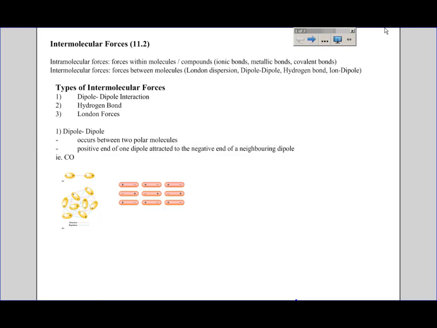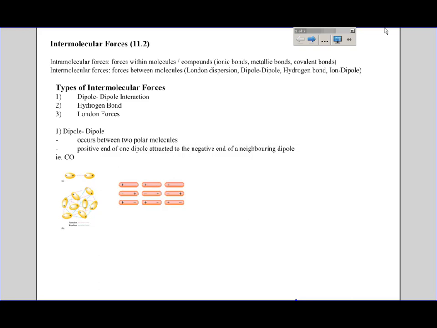Now, the order listed above, London dispersion, dipole-dipole, and hydrogen bonds, is the order of increasing intermolecular forces. So London forces are the weakest, and hydrogen bonds are the strongest of these three types of forces. Now, how we'll present them to you in the notes is from the easiest to identify to a little bit more difficult to identify. And that's the progression that I've chosen. The first type of intermolecular force that we'll look at is the dipole-dipole force.